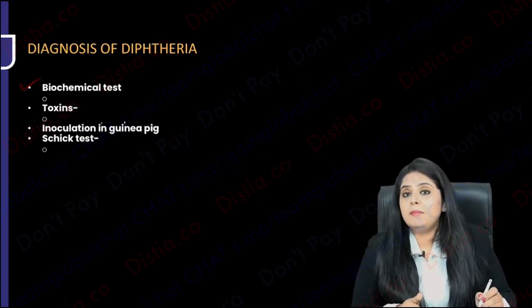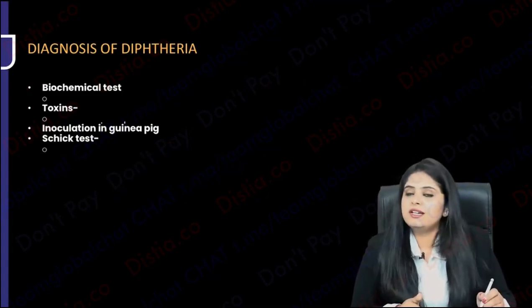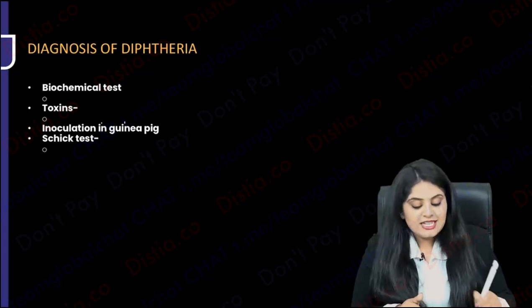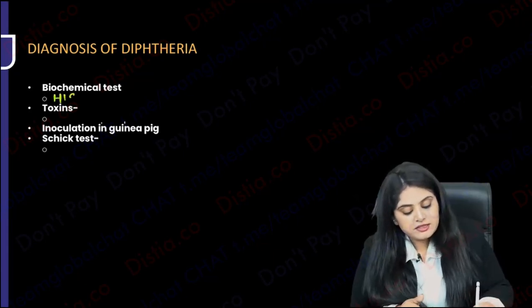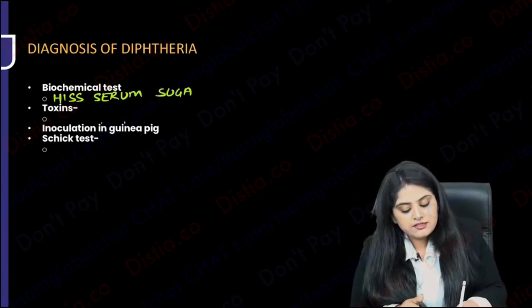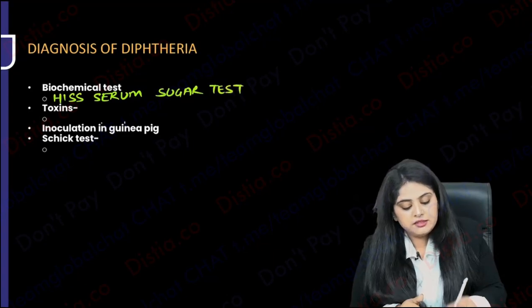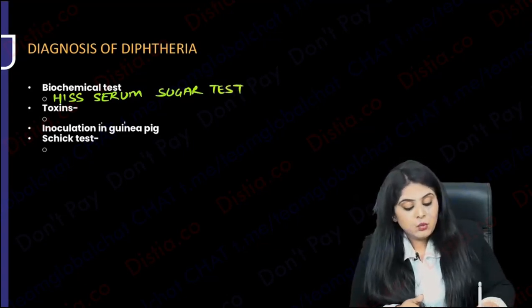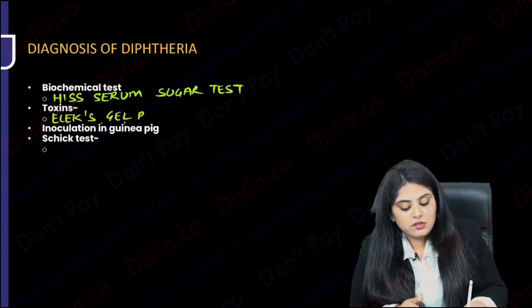Is there any biochemical test that you can do which no one does and it's only for your memorizing? It is the Hiss serum sugar test. There is something known as the Hiss serum sugar testing that you do if you can learn this. But agla wala, don't forget. What are the toxins? How do I get to know whether the strain has toxin or not?